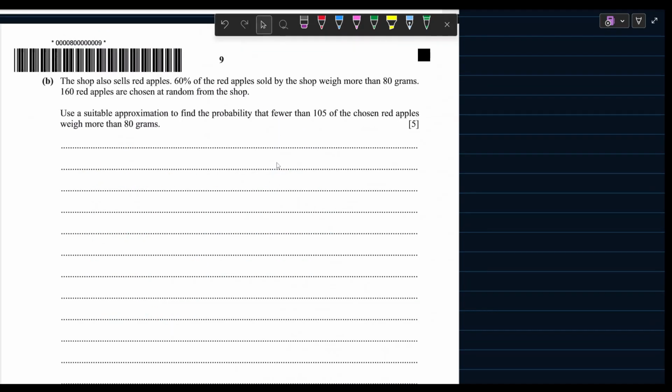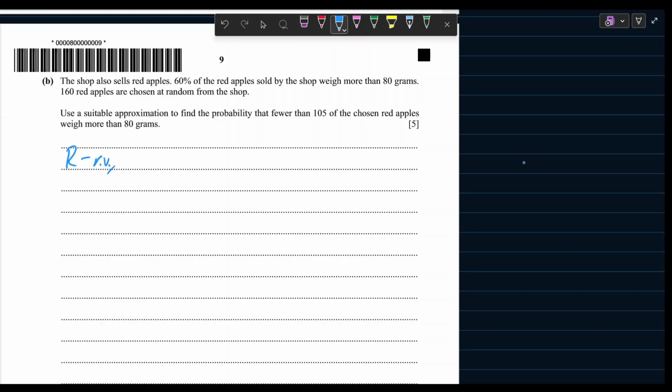Part B. The shop also sells red apples. 60% of the red apples sold by the shop weigh more than 80 grams. 160 red apples are chosen at random from the shop. Use a suitable approximation to find the probability that fewer than 105 of the chosen red apples weigh more than 80 grams. So let's define our random variable R.